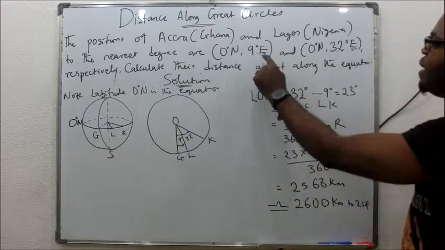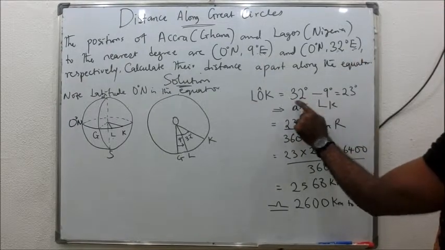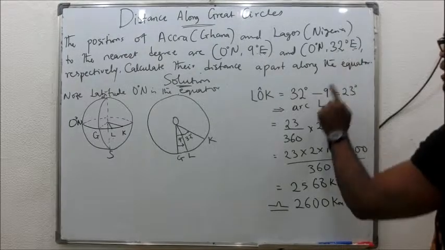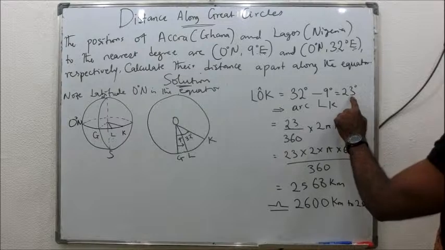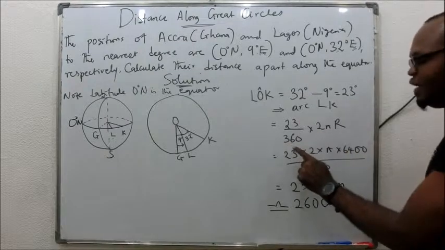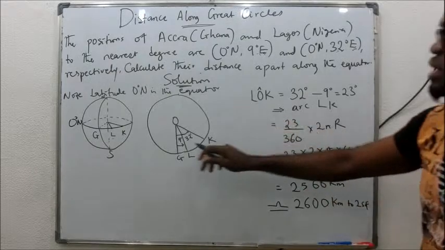So in this case, you have this one east, this one east. So simply subtract because they are the same direction. Understand? So we have 32 minus 9, 23. So anything you get, just do that over 360 times 2 pi r. The answer is the distance between the two.